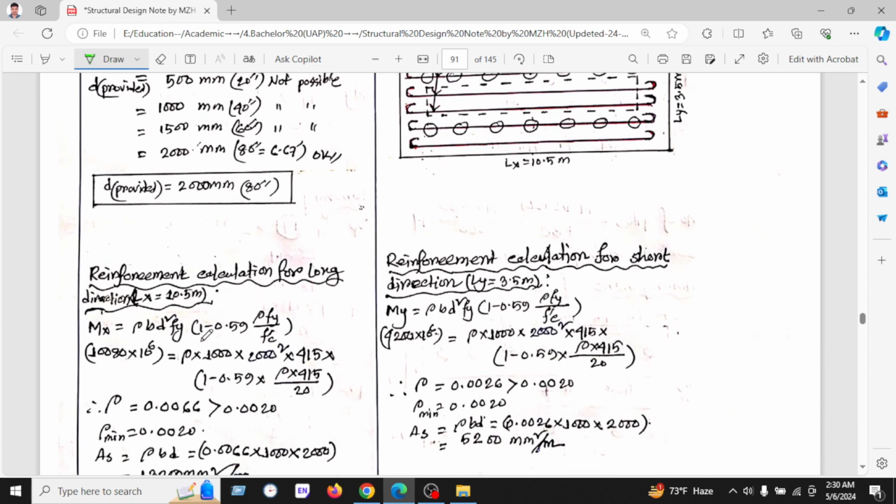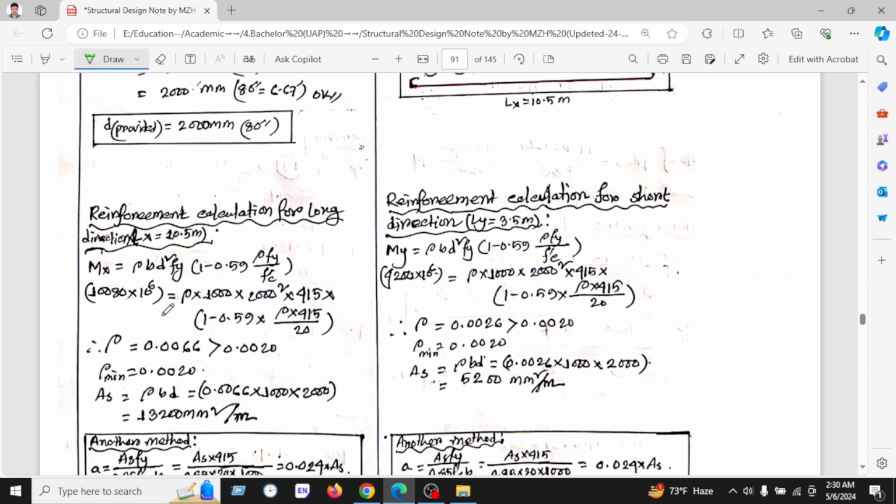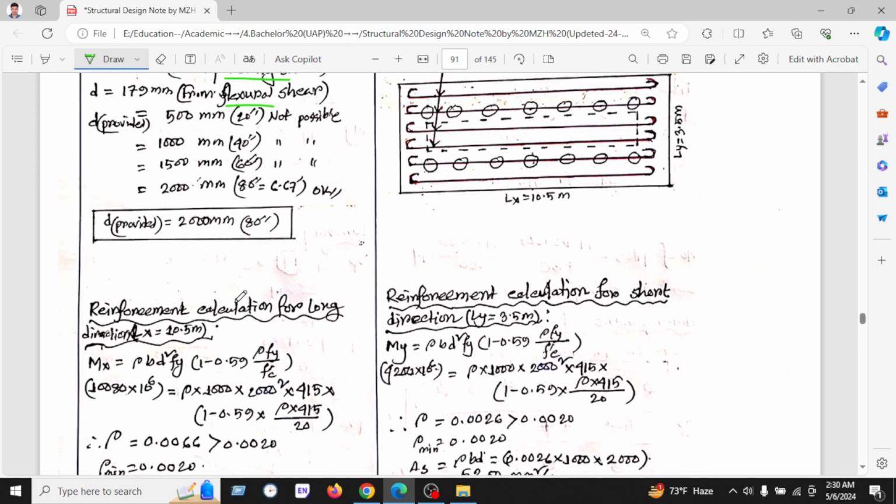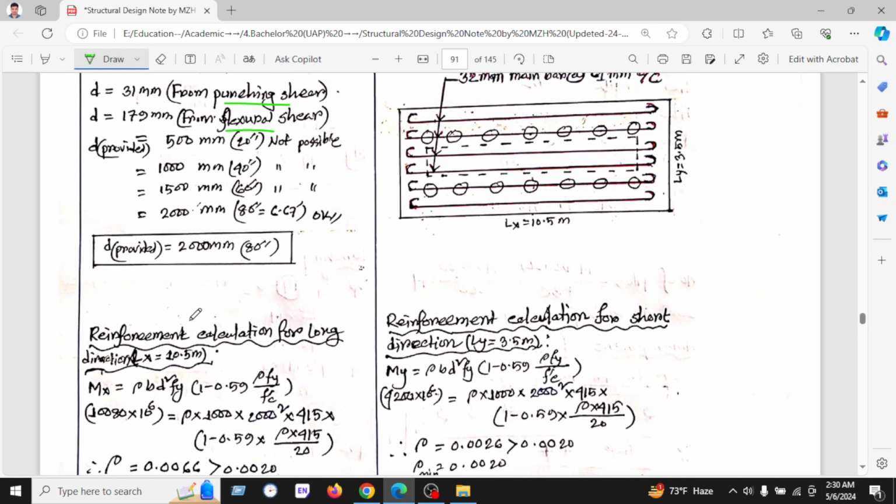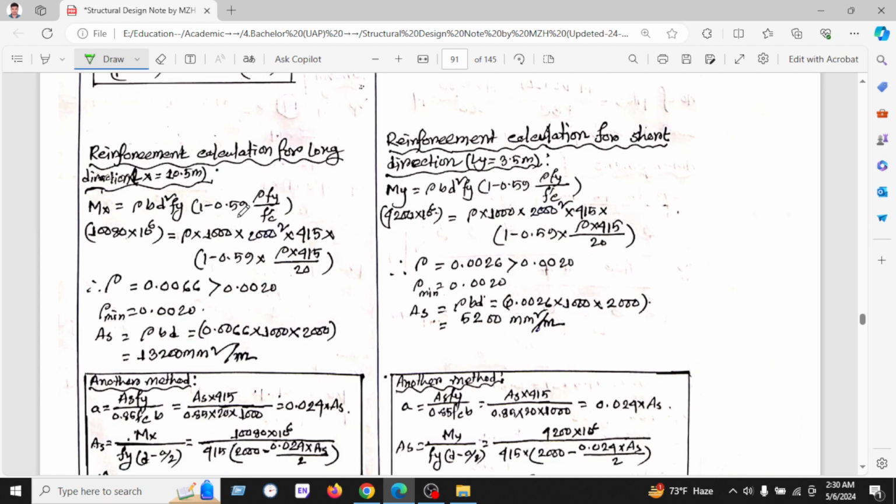But we calculated this by putting a value of D, and D does not satisfy. That's why we have given trials again and again, and found this value, which is 2000 millimeter provided. Okay, reinforcement calculation of the long direction, which is LX 10.5 meter, along the 10.5 meter.